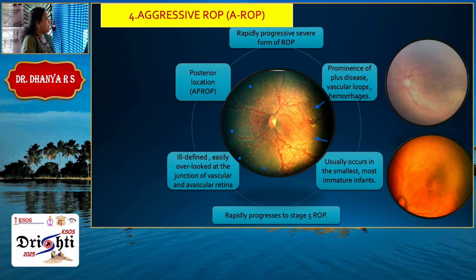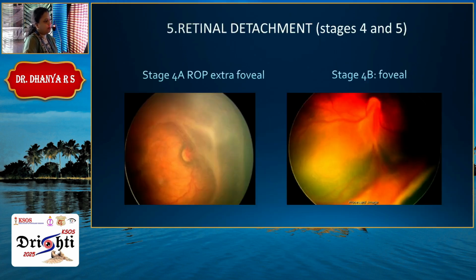Now, what is APROP, or recently we call it AROP, the aggressive ROP, which is a rapidly progressive form of ROP with prominence of plus disease. Vascular loops and hemorrhages usually occur in the smallest and most immature infants. Sometimes it may be overlooked because of the very feeble presence, so we may miss it. So if you are suspecting an AROP, you closely watch these babies.